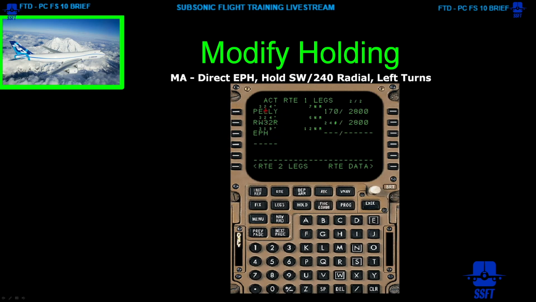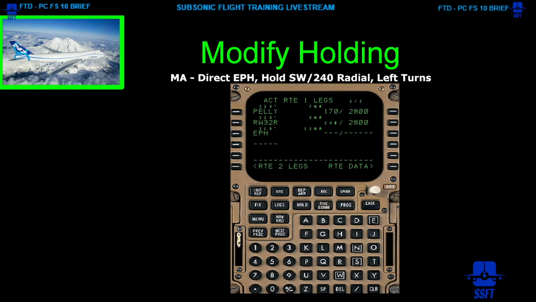Now we have to have a waypoint in here in order to hold at a waypoint. So for example, a common mistake sometimes is that, since we're given the missed approach hold amendment to go direct to Ephrata, sometimes what people do is they'll come down here and press the hold key.